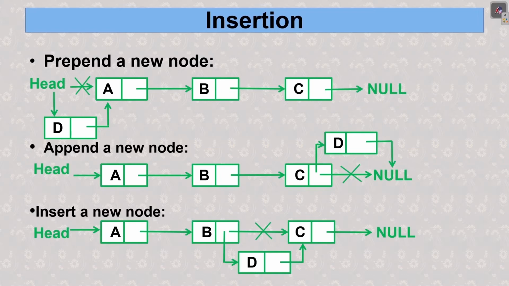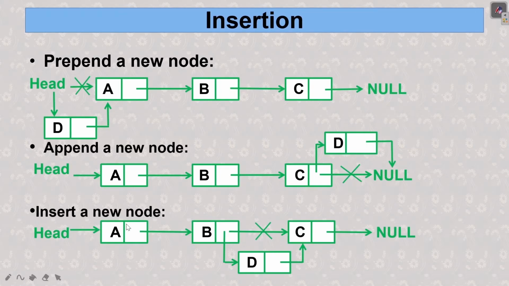Then append a new node. We can add a new node at the end of a linked list. So we want to add the new node D at the end of the singly linked list. So what do we have to do? Firstly, we have to give the address of the new node D into the next pointer of C, okay. Then this null will be removed from the next pointer of C, right? Then we have to give this null into the next pointer of D, okay.